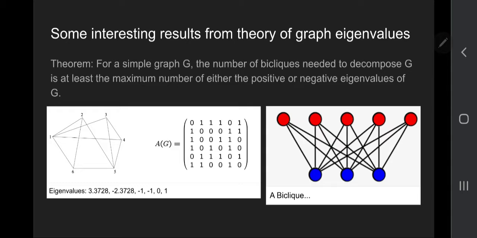So for example, in this example that I've been working through here on the left, we have 3 negative eigenvalues and 2 positive eigenvalues. So the maximum of 3 and 2 is 3. So we know that we need at least 3 bicliques to decompose G. And just like the previous result, here's a case where just from knowing the eigenvalues, you know something qualitative about the graph, namely the number of bicliques needed to decompose it, without even looking at the graph. With just the adjacency matrix and the eigenvalues, you can find something qualitative about it. And again, to me, that's very cool.